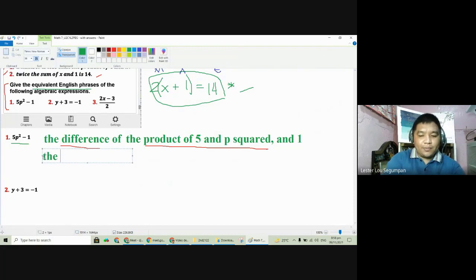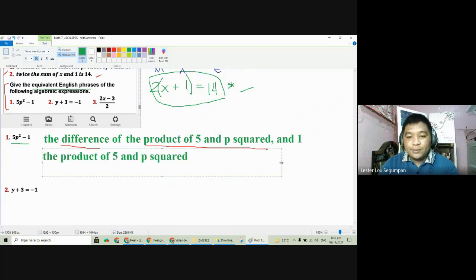You start with the product of 5 and p squared, or squared. Because squaring is a special keyword for exponentiation. You cannot go wrong with that. So the product of 5 and p squared, we are starting with the first term and then pair it with the other term. Since it's minus, you can say less 1. The product of 5 and p squared less 1.